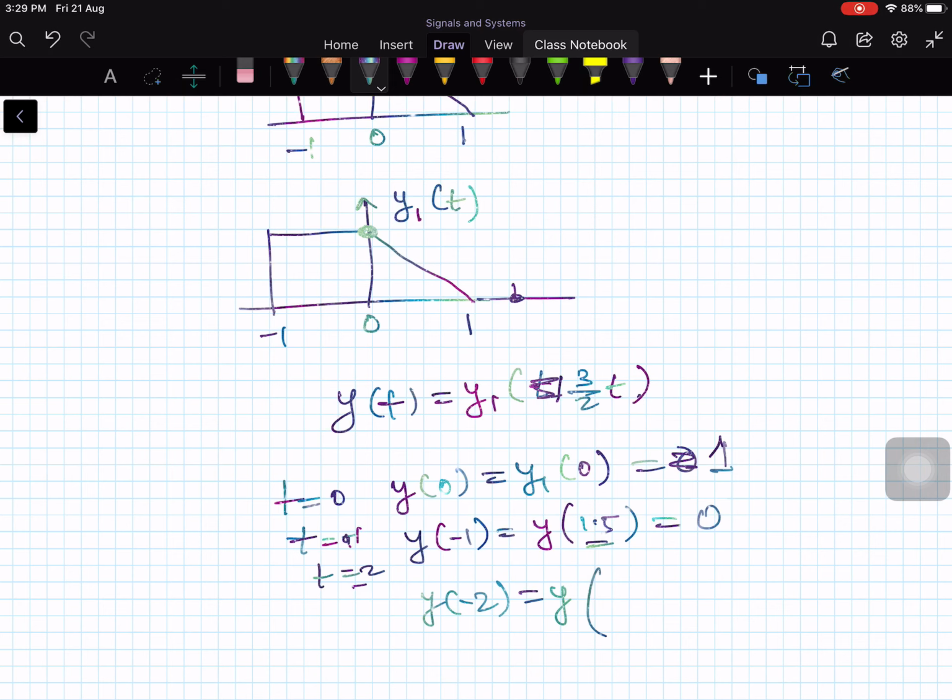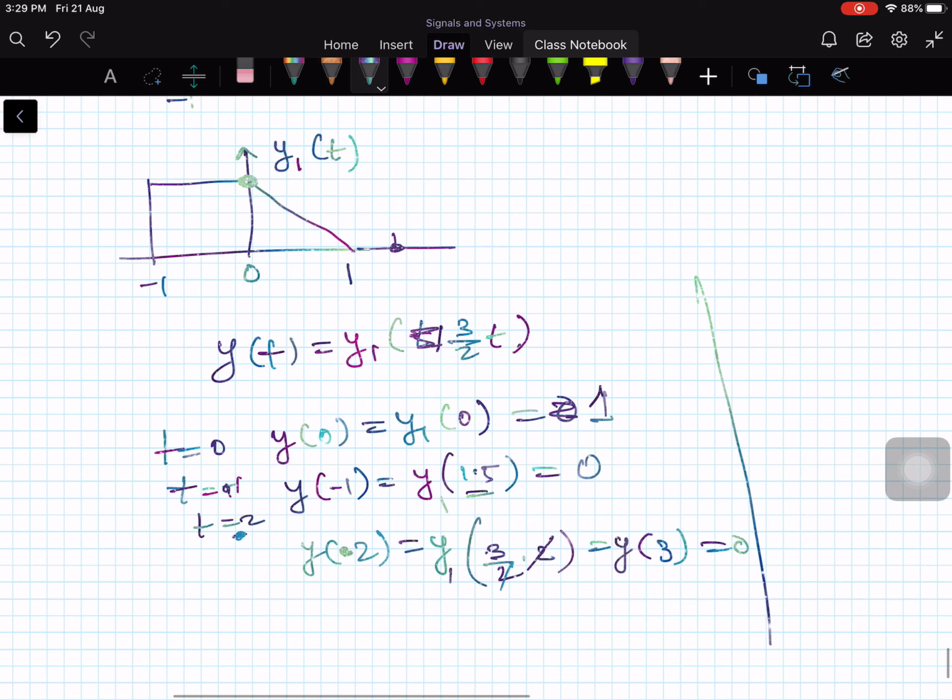Then t is equal to 2. Then y of 2 is equal to y1 of 3 by 2 times 2. The 2 will get cancelled, y of 3 and so on, it is 0. So you keep on getting 0 values.